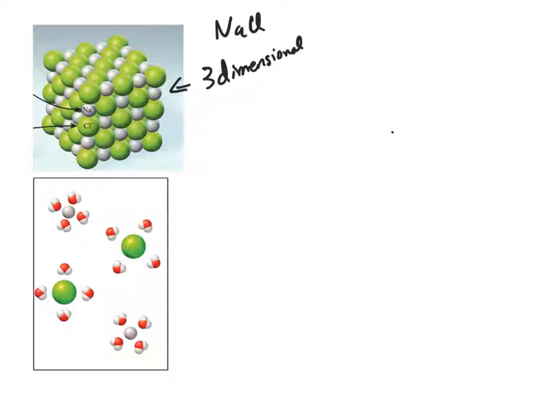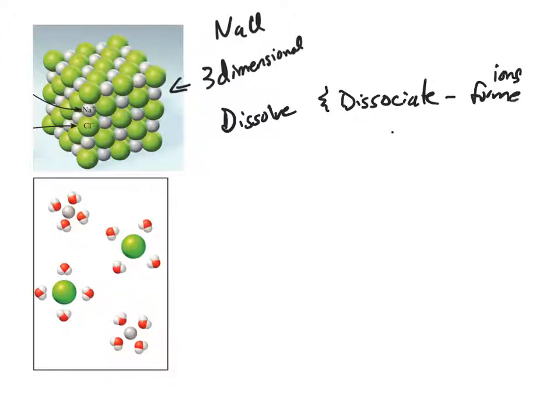They've gained an electron. And so there's this three-dimensional array, and we want to look at how water interacts to come in and break apart that solid. And so these ionic compounds are going to dissolve, but they're also going to dissociate. And by that we mean that they're ions formed in solution.